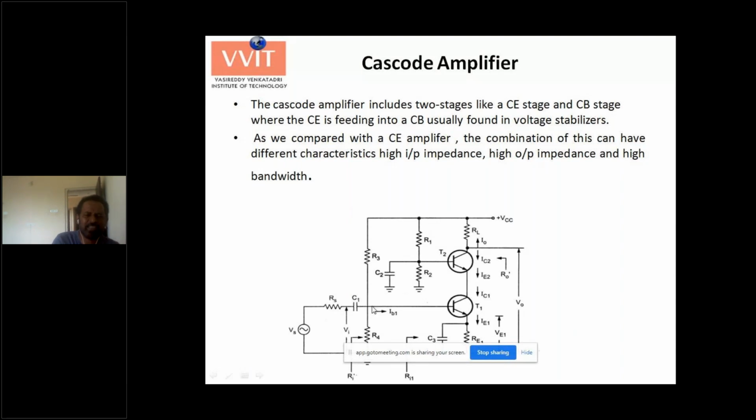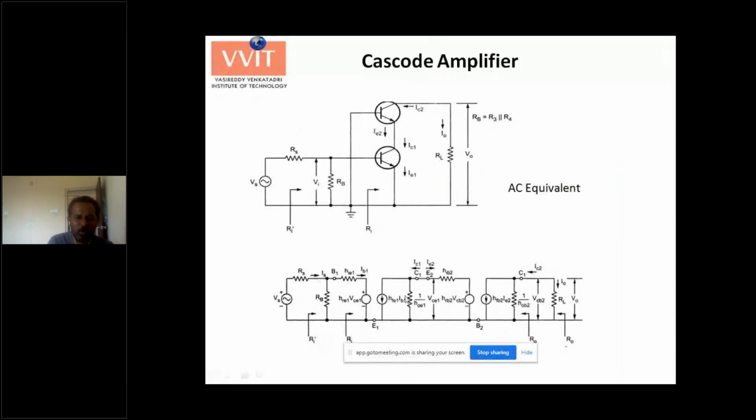Now the analysis is the same. The first stage is CE, where the source is connected. The output signal of CE is given to the emitter of stage 2. What is the common base input terminal? The common terminal is base, and emitter is the input terminal. So this is how feeding is done. This output signal is given to the input of the second stage. So this is CE and this is CB. Do you understand? Now you have to go for the AC equivalent. This is the AC equivalent circuit. Then you have to perform the analysis.